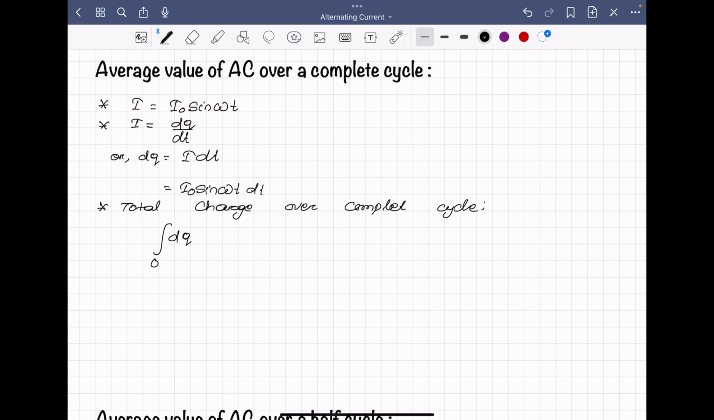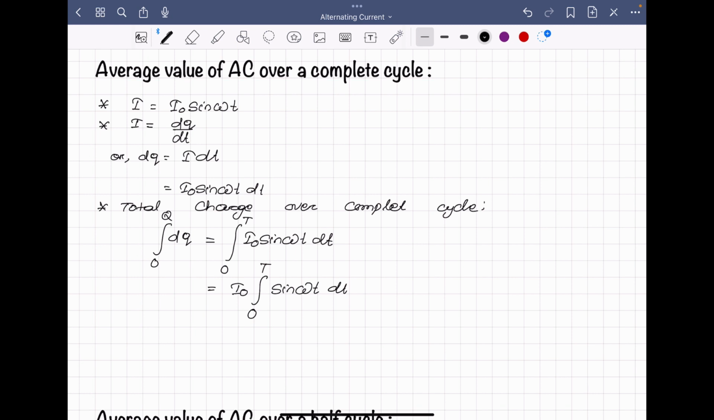Here I have to put 0 to capital Q. Then on the RHS, I naught sin omega t dt. Here we have the dt term, so we have to take the integration limit from 0 to capital T, that is for a complete cycle. And we know I naught is our peak value, which is constant, so we can take it outside, and then the integration from 0 to T of sin omega t dt. As you know, integration of sine or cos over a complete cycle is 0.